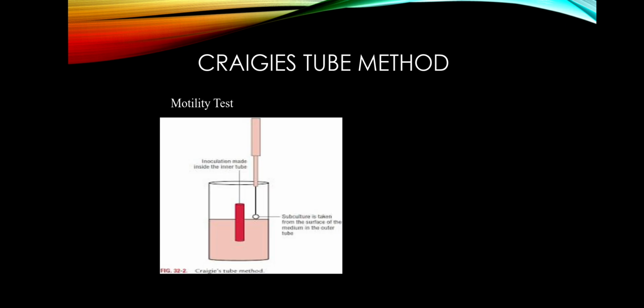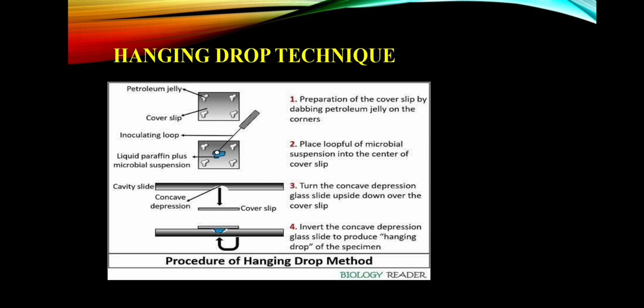Next, Craigie tube method. It is the most common motility test. The inoculation is made inside the inner tube and a subculture is taken from the surface of the medium in the outer tube, to show whether it is motile or non-motile.